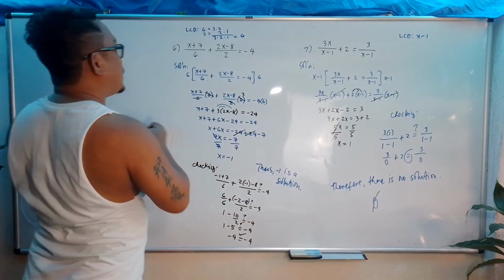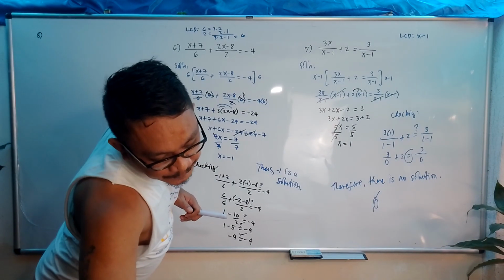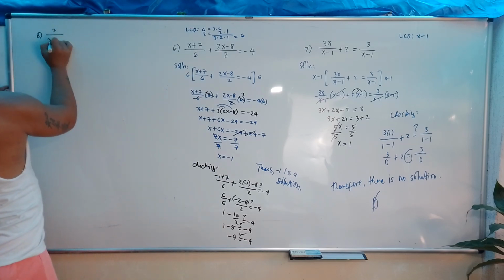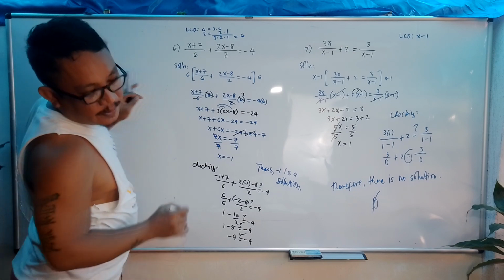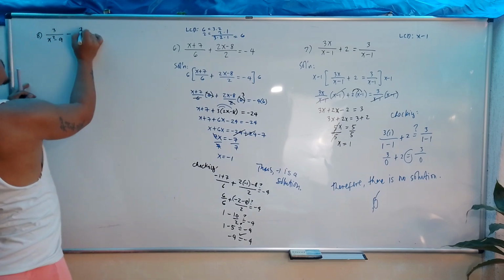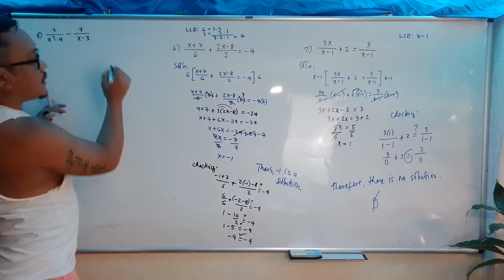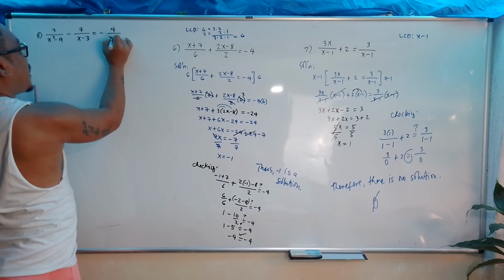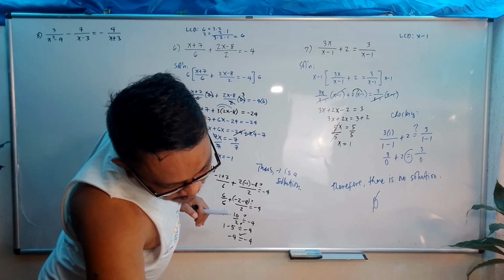Okay, example number 8. You have here 3 over x squared minus 9 minus 7 over x minus 3 is equal to negative 4 over x plus 3. Check if that is correct.